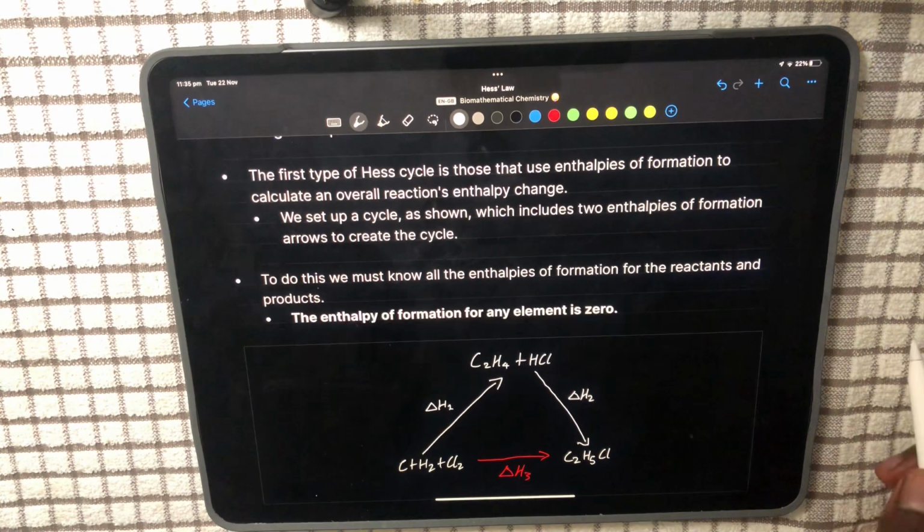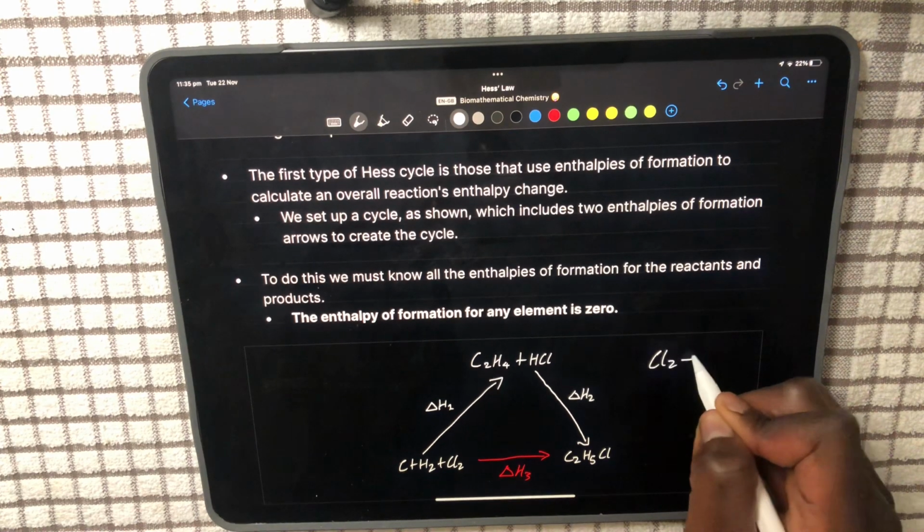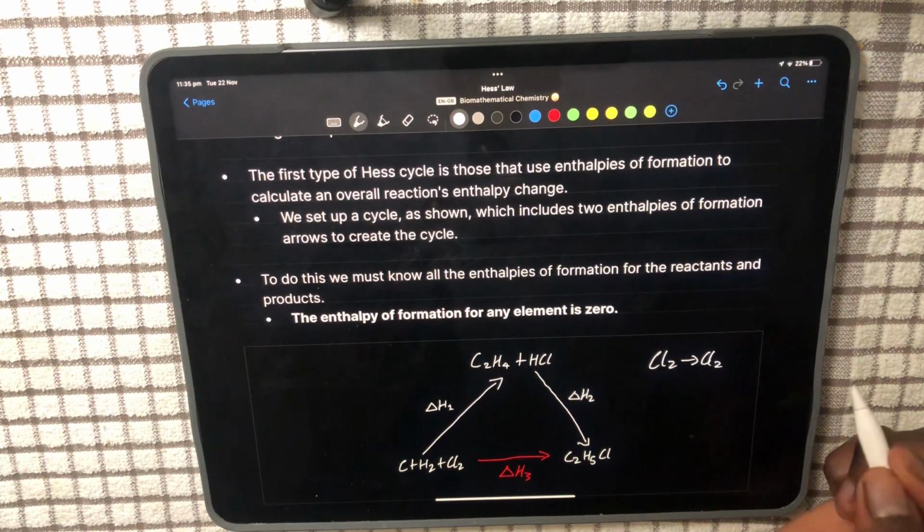So in a question, they might ask you to work out the enthalpy of formation using the Hess cycle, but they don't give you the enthalpy of formation from element to element, and that's because the enthalpy of formation between elements is always 0. If we're going from Cl2 to Cl2, it's just 0, right?